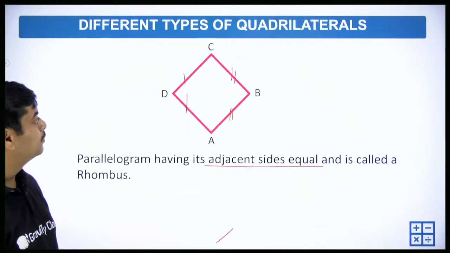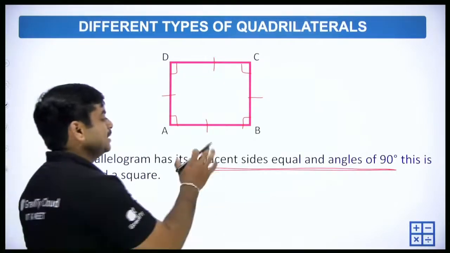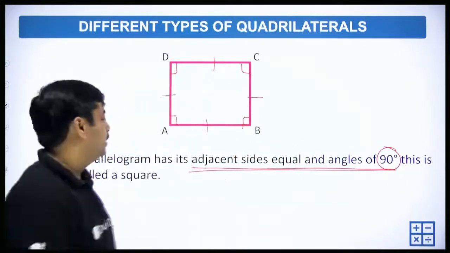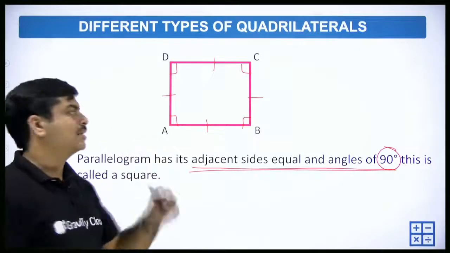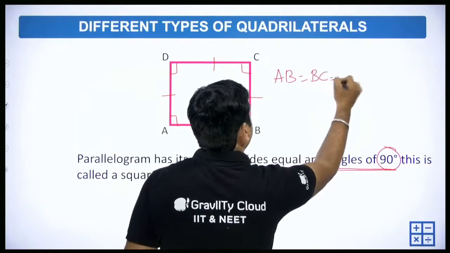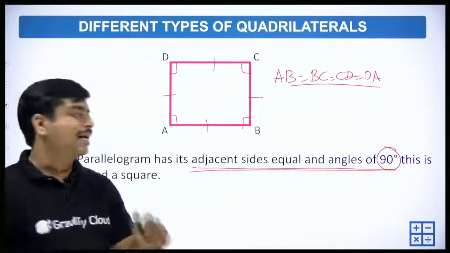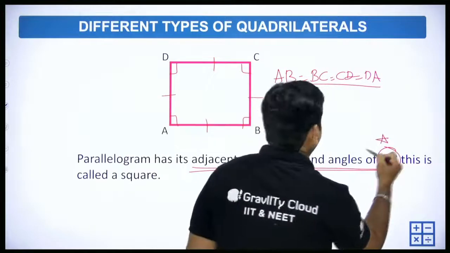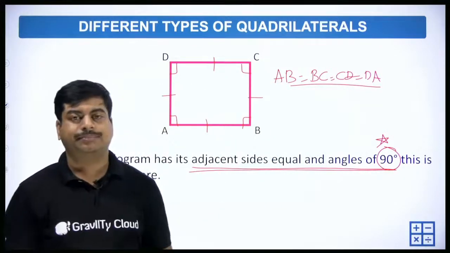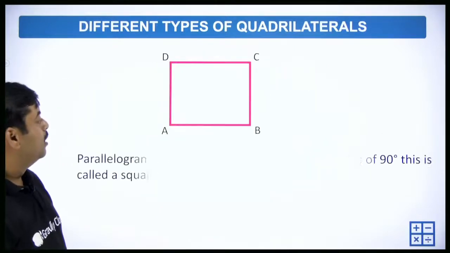Let me go back to the square. When we discuss a square, the sides are equal and the angles are 90 degrees. So all the angles are 90 degrees. This is called a square. In a square, AB is equal to BC is equal to CD is equal to DA. All the sides are equal and all the angles are 90 degrees. This is very important because that point is not correct for a rhombus, but for a square it is correct. Understand? That is the difference between a rhombus and a square. Next one.